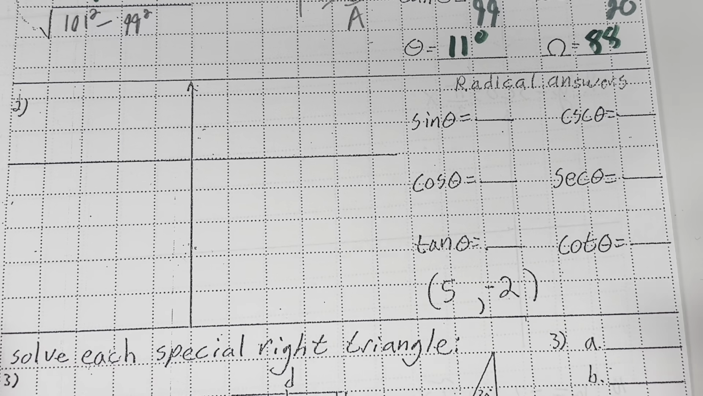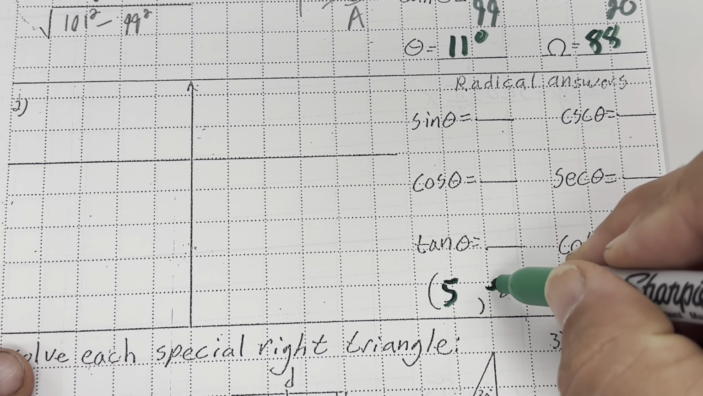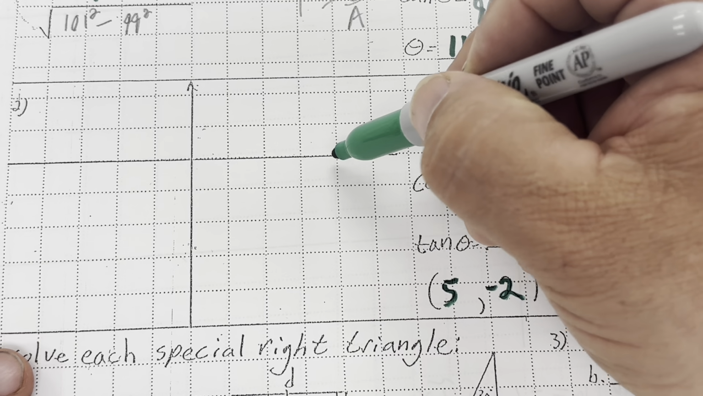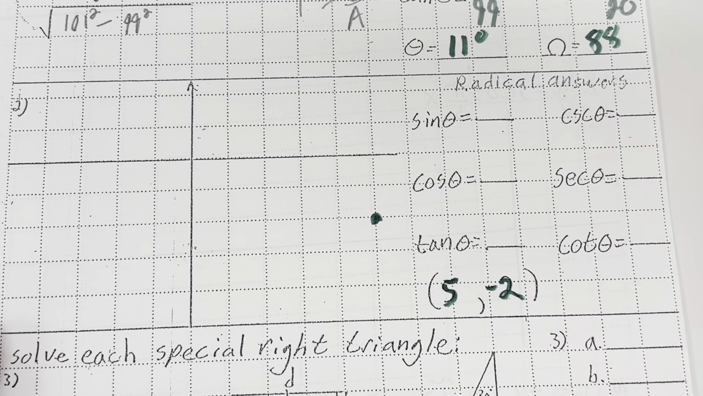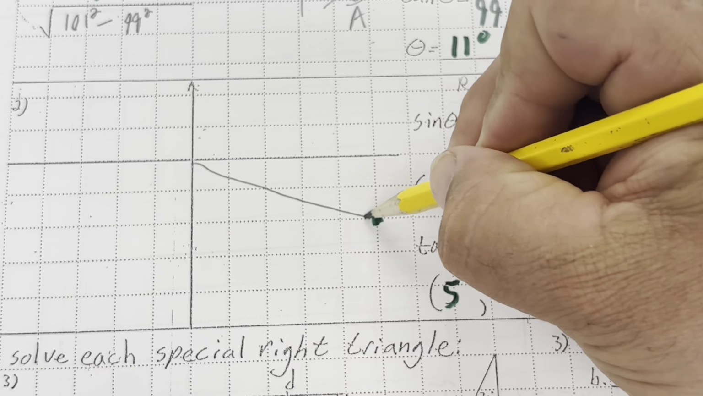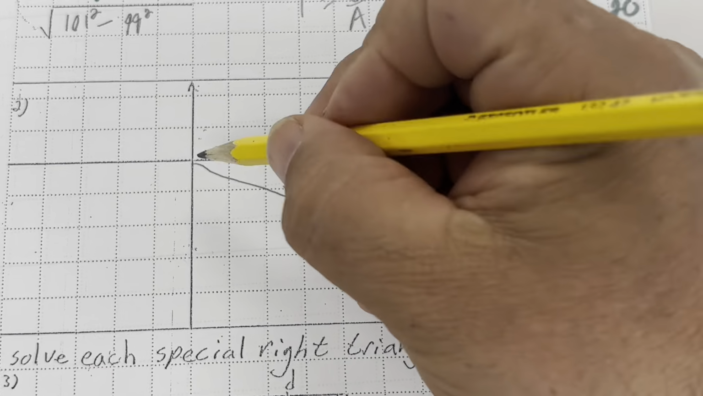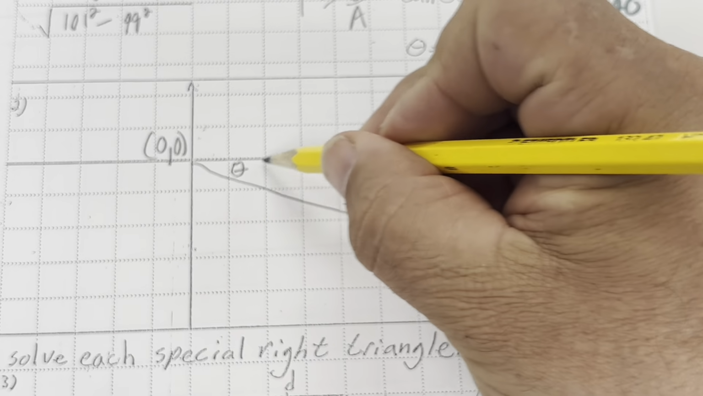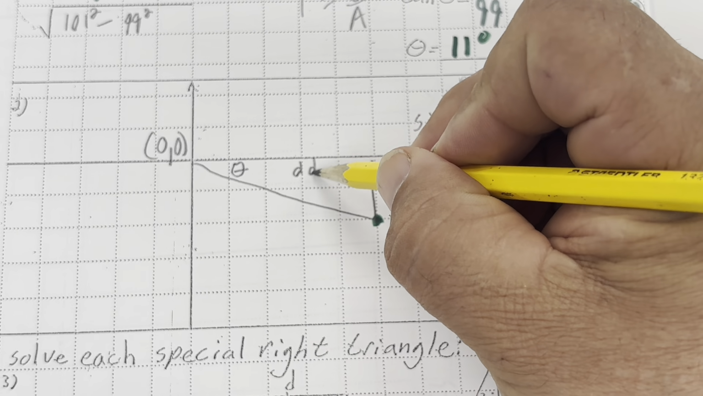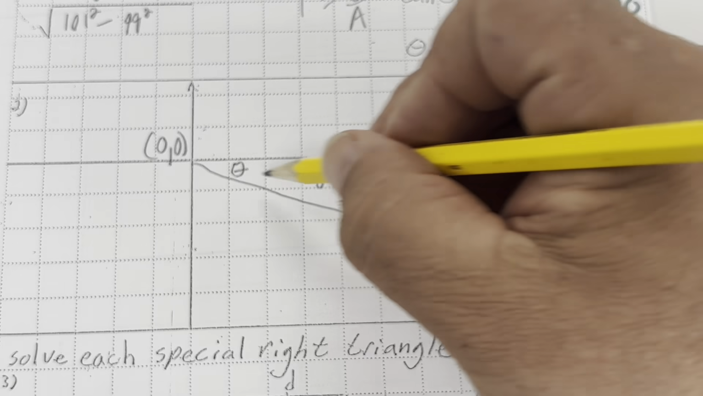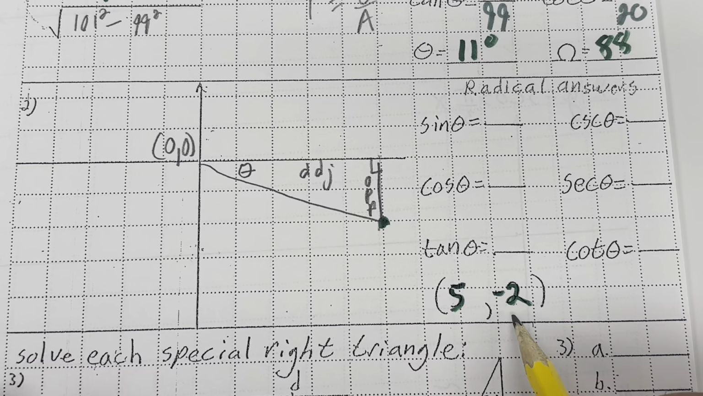This one, we're given a coordinate, 5, negative 2. So there's two ways to do this. We can plot it. We can go right 1, 2, 3, 4, 5, down 2. Draw our vector. Make our triangle. Theta is always close to 0, 0. The x-axis is always our adjacent side. The vertical one is always our opposite side. And our hypotenuse we would have to find by using Pythagorean theorem.